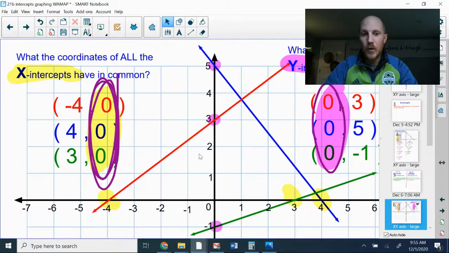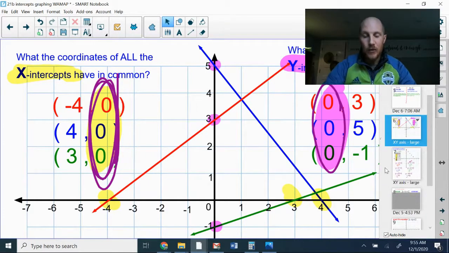So every single x-intercept has 0 in the second spot. Every single y-intercept over here in pink is going to have 0 in the first spot. That's what we had seen beforehand. And so that is the thing we use to find the intercepts.